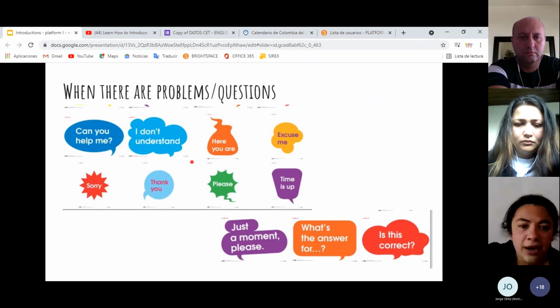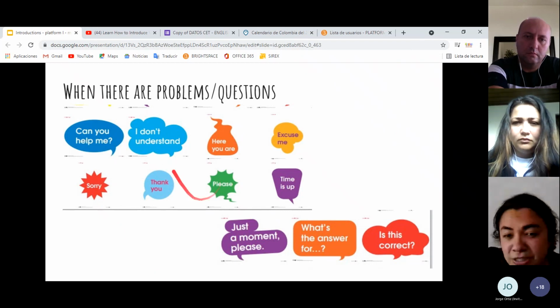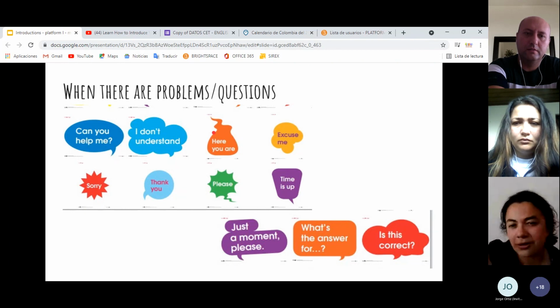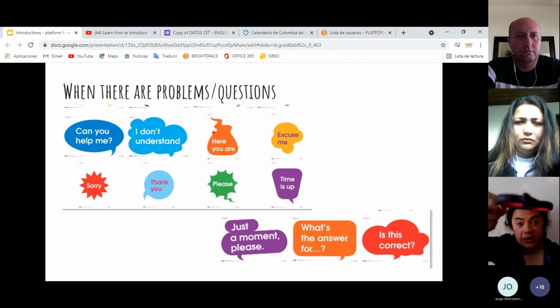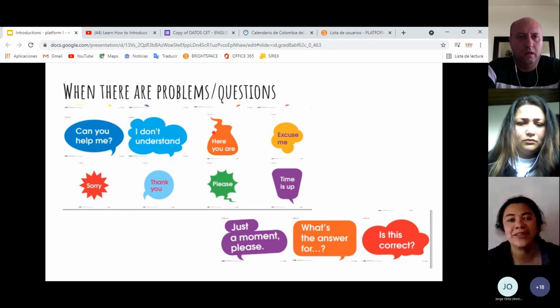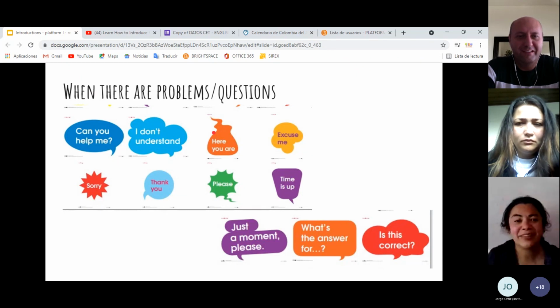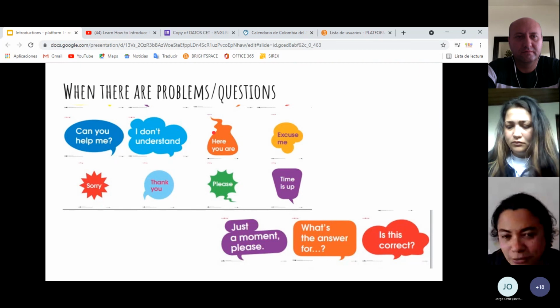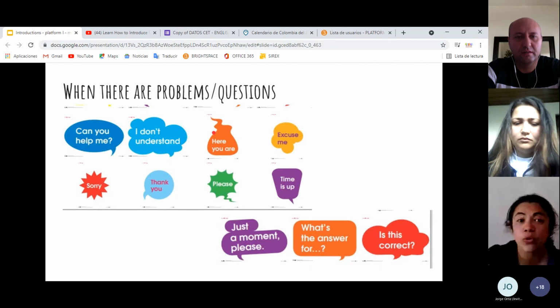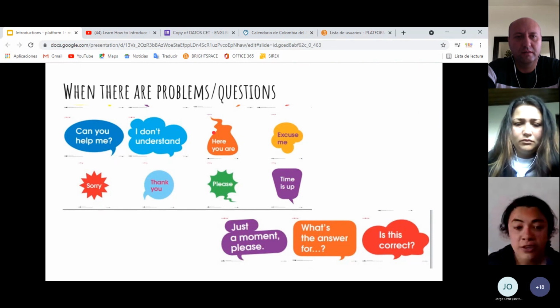I don't understand. Here we have this one, which is not very useful with this methodology, because when we have objects, we say here you are, but in this case we cannot borrow or lend things, it's impossible. So it's not going to work for this class, but maybe you can use the expression in other classes, or at work. Maybe if you are working on site, you can use this expression, here you are. Remember, when we give someone something, we say, here you are, okay?